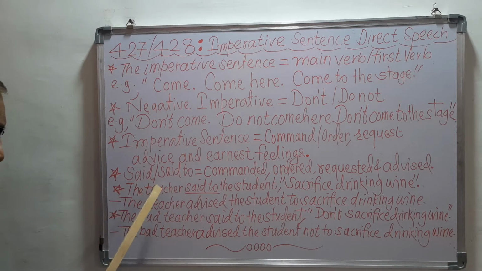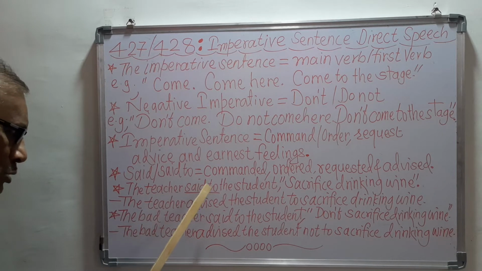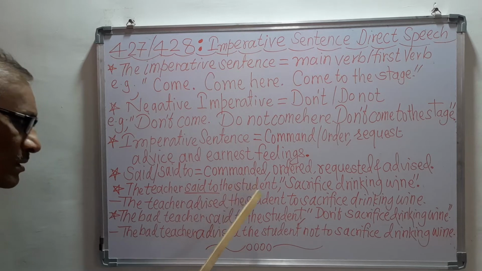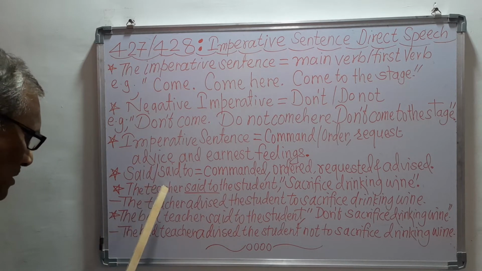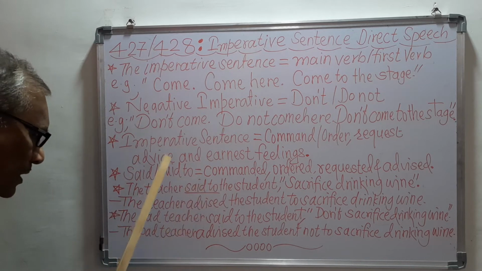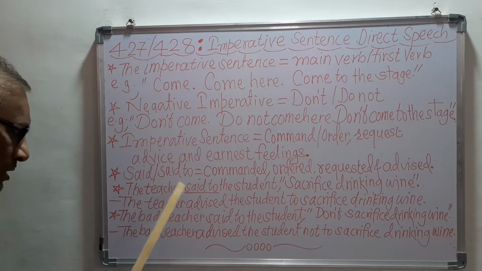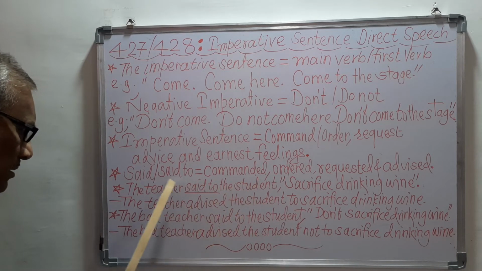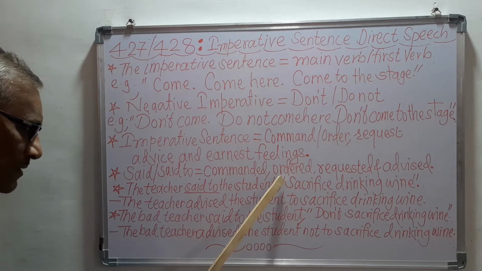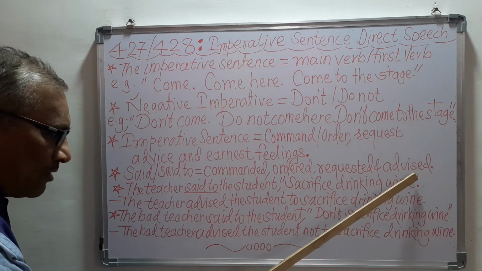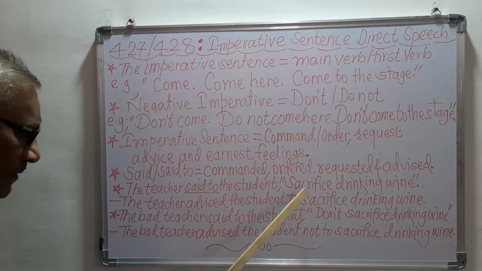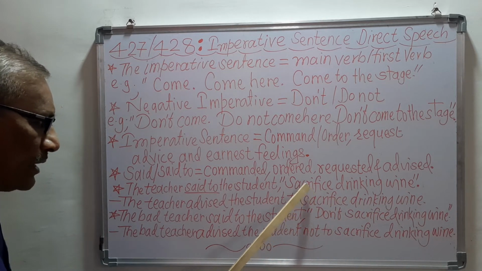The teacher is the speaker, "said to" is the reporting verb, and the student is the listener. This is the speaker, this is the listener, and this is the reporting verb. So "The teacher said to the student" is the reporting verb part, and the inverted comma has been started, and the inverted comma has been closed, and here is the full stop.